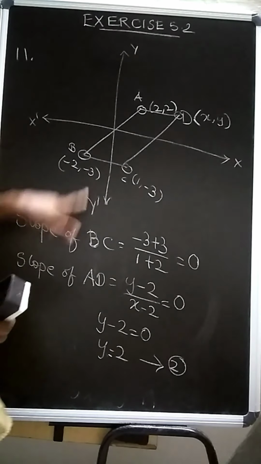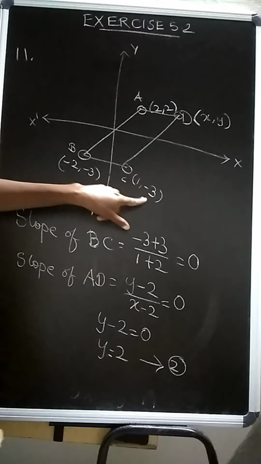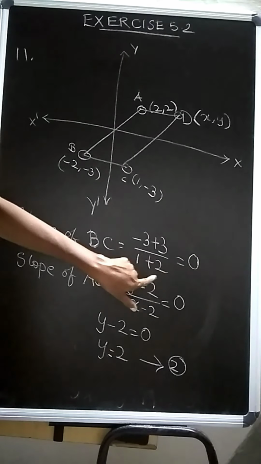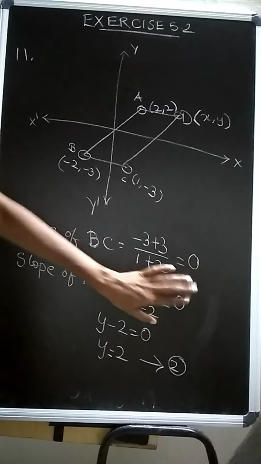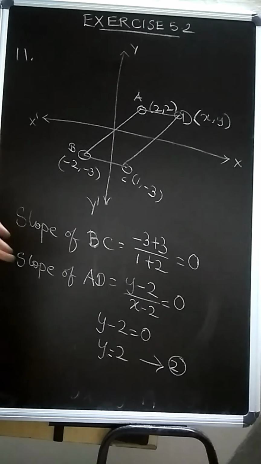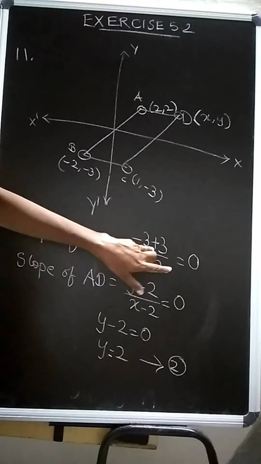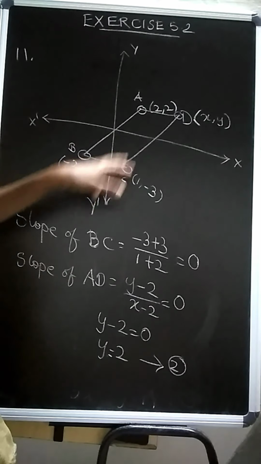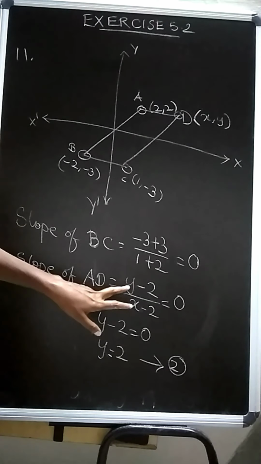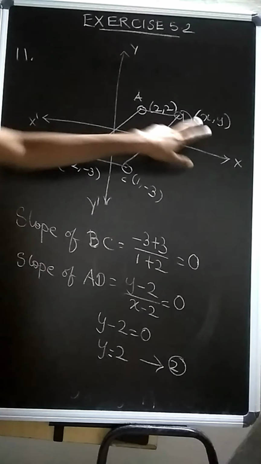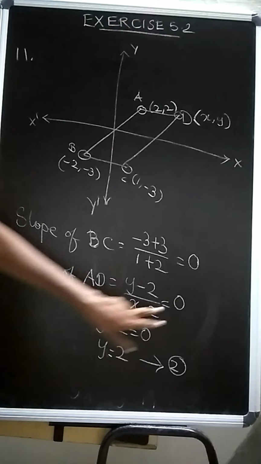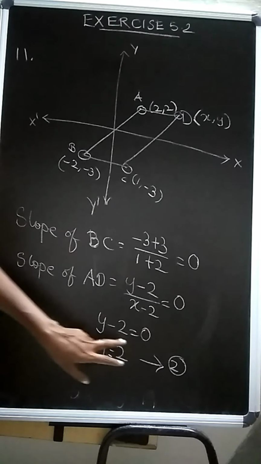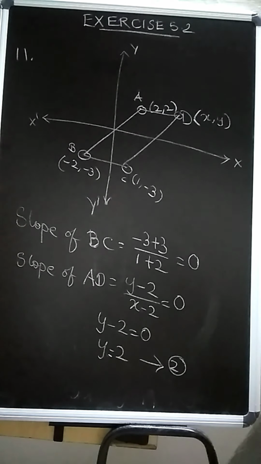Similarly, I have found the slope of BC using the slope formula y2 minus y1 divided by x2 minus x1, and you have got 0 divided by 3. 0 divided by any number is 0, and any number divided by 0 is undefined. Remember that. So here 0 divided by 3 is 0. Since the slope of BC is 0, the slope of AD is going to be 0. Substitute in the formula y2 minus y1 divided by x2 minus x1 equal to 0. When you cross multiply, 0 into anything becomes 0. Now when this minus 2 crosses the equal sign, you will get y equal to 2.